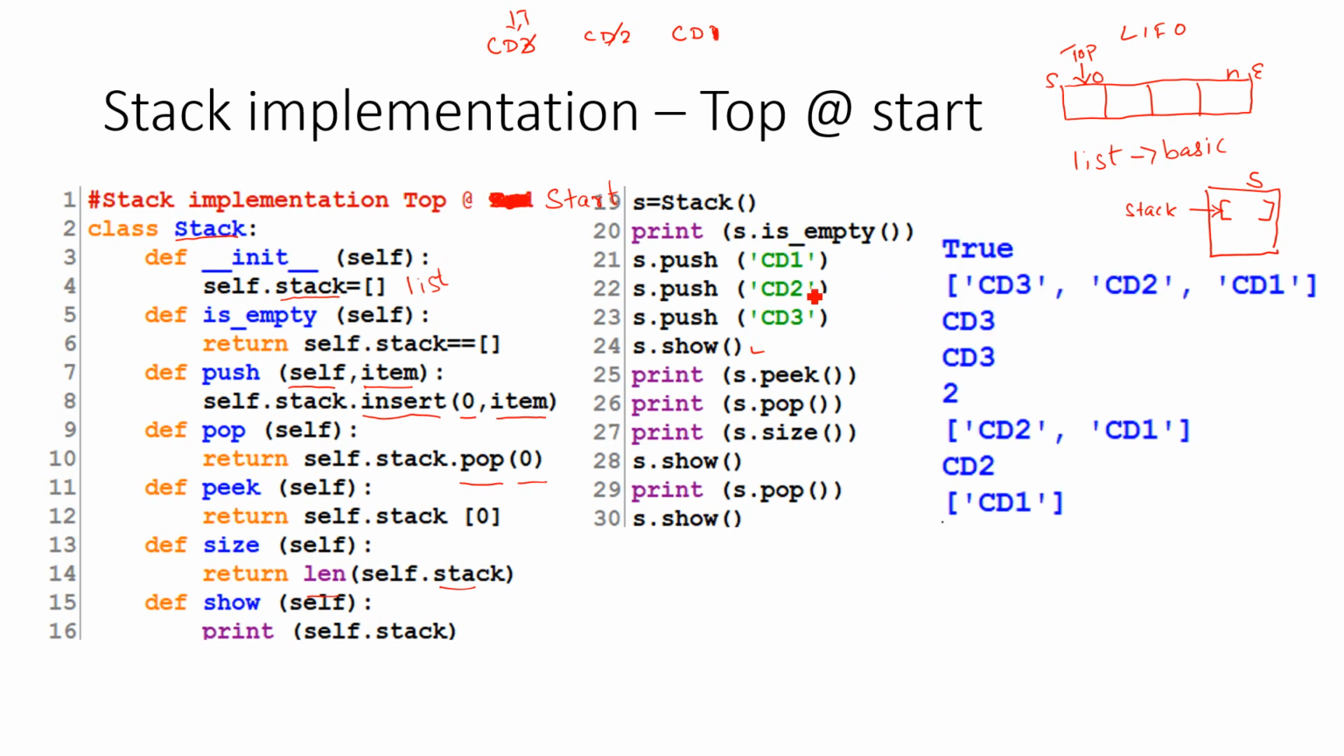So this is the output of the program, where true is returned for the empty list, then the stack content, then the peeked value, then the popped value. After popping the value, we check the size, that's 2. Then the content after popping: CD3 is removed, and now 2 and 1 are there. Then again we pop, CD2 is removed, and only CD1 is there. So this is the easiest method to implement a stack using Python. Thank you for watching.